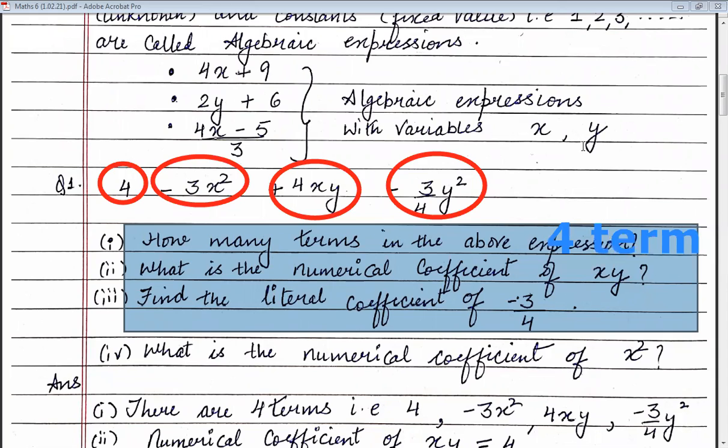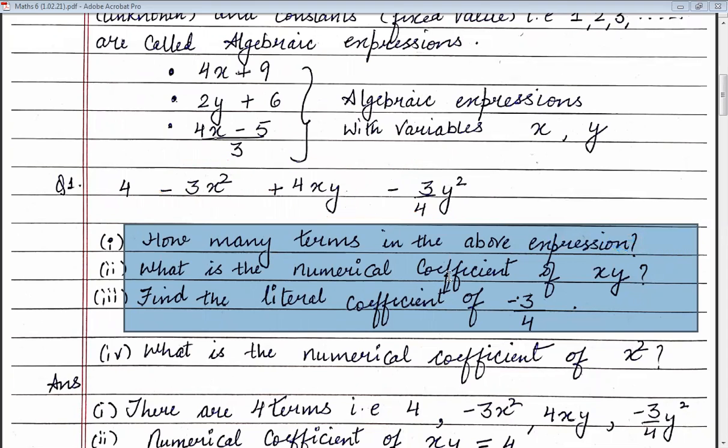Okay. And if they ask you to name the terms, then you will tell: first term is 4. Then the next one is minus 3 times x square, or you can write x into x. So this is your x square. Now the next one is 4xy. And the last one is minus 3 upon 4 y square. So these are the 4 terms in this expression.